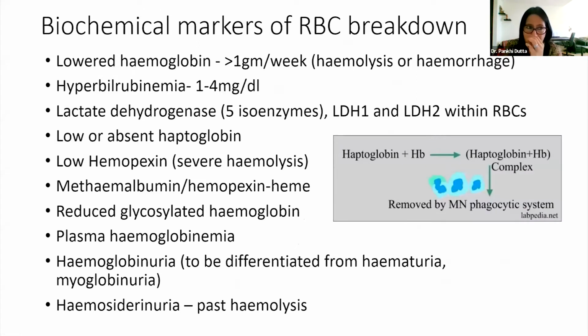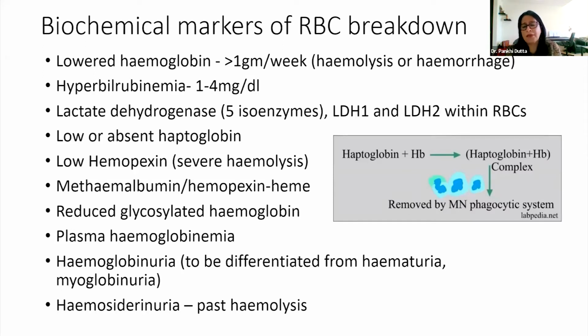So when we talk about biochemical markers of RBC breakdown, there is hemoglobin itself. When there's a decrease in hemoglobin by more than 1 gram per week, and if there is no hemorrhage, then surely there is a breakdown, there is hemolysis. Hyperbilirubinemia, especially the unconjugated one, usually, unless there's a liver issue, should not go beyond 1 to 4 milligrams per deciliter. RBCs contain certain enzymes like LDH.